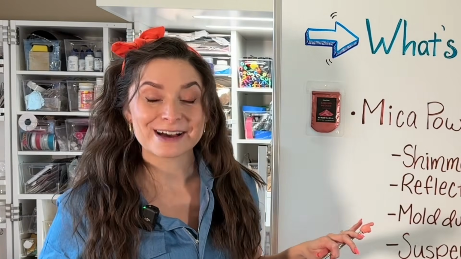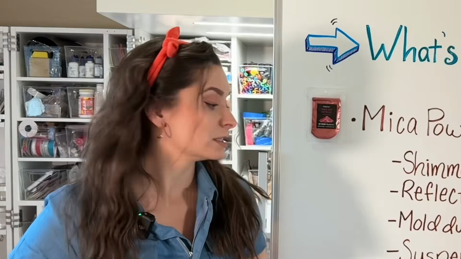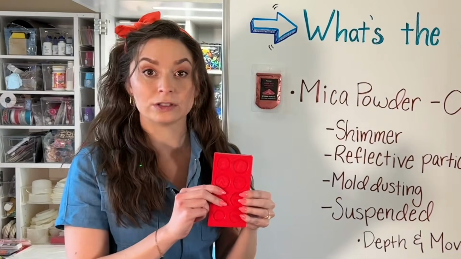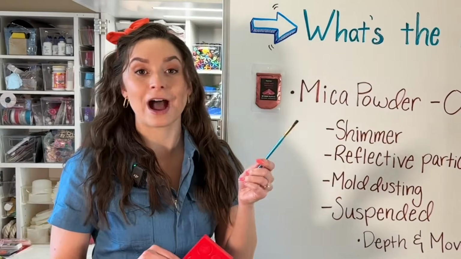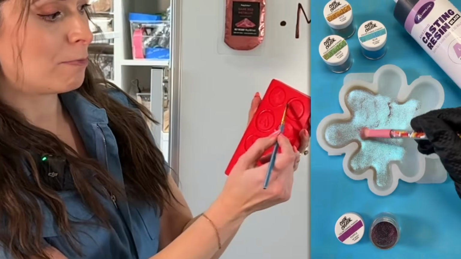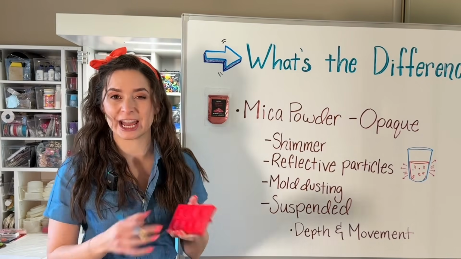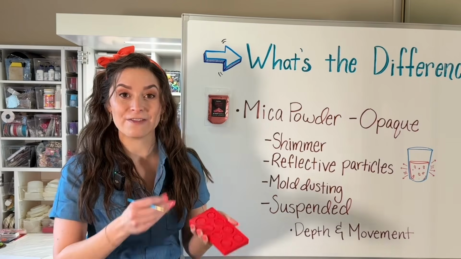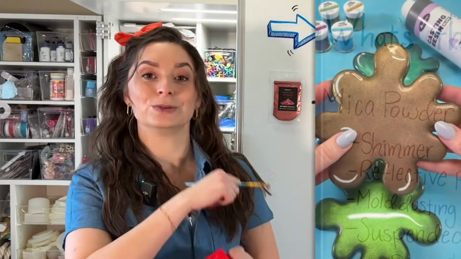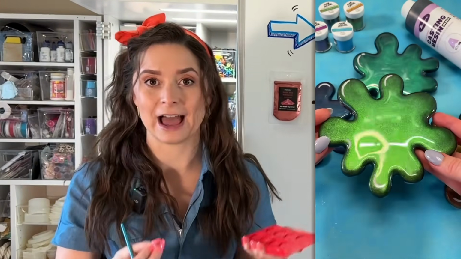Another cool thing about mica powder is that you can actually dust it in molds. So what I mean by that is you can take a mold and a paintbrush, a dry paintbrush. You can dip the paintbrush into the powder and just paint the mold. And once you do that, you can tap it out over a trash can just to get any excess powder off. And then you can pour whatever resin you're working with into the mold. And when you demold it, it's gonna have this beautiful, shimmery, metallic shine to it.